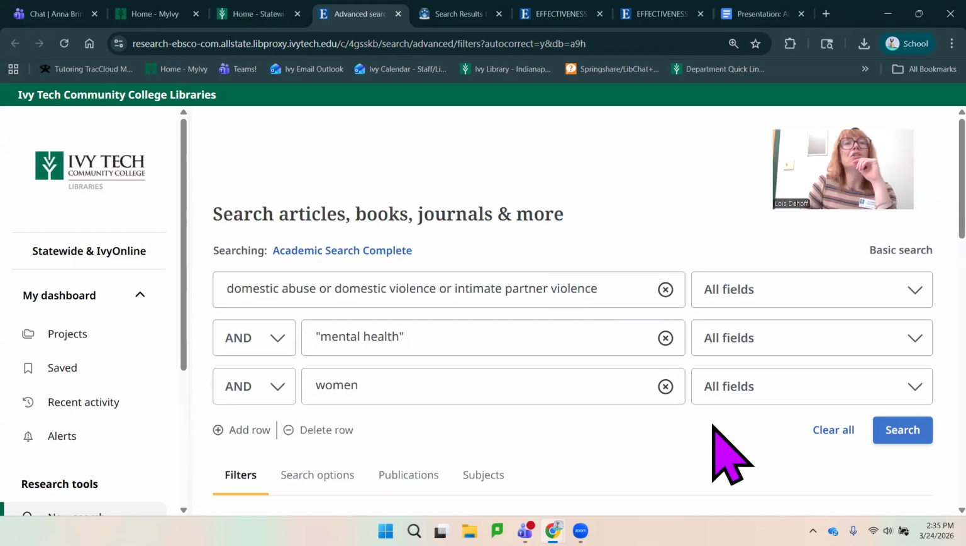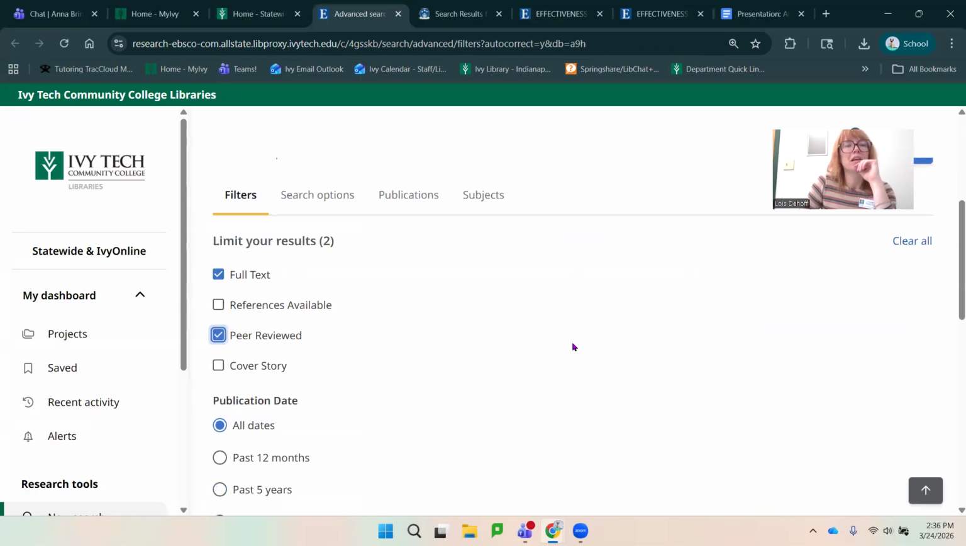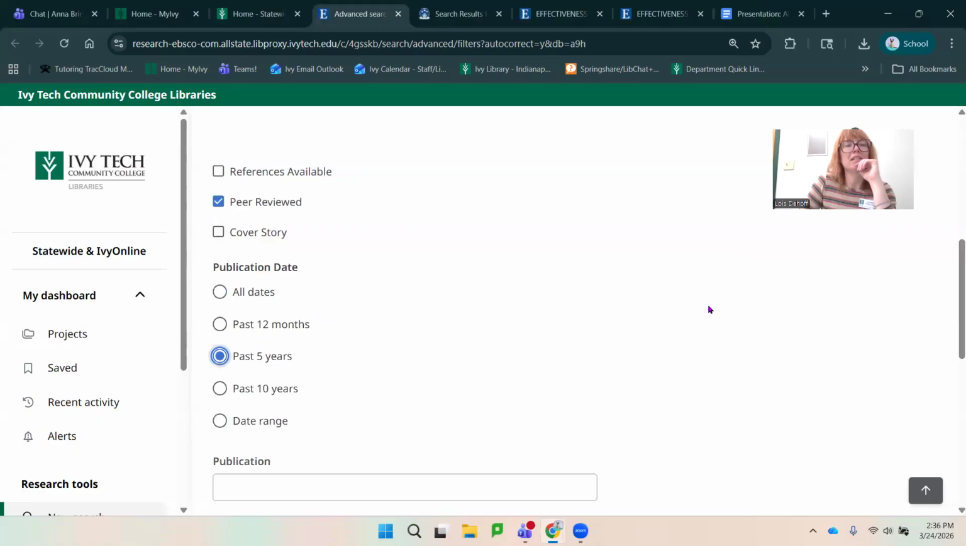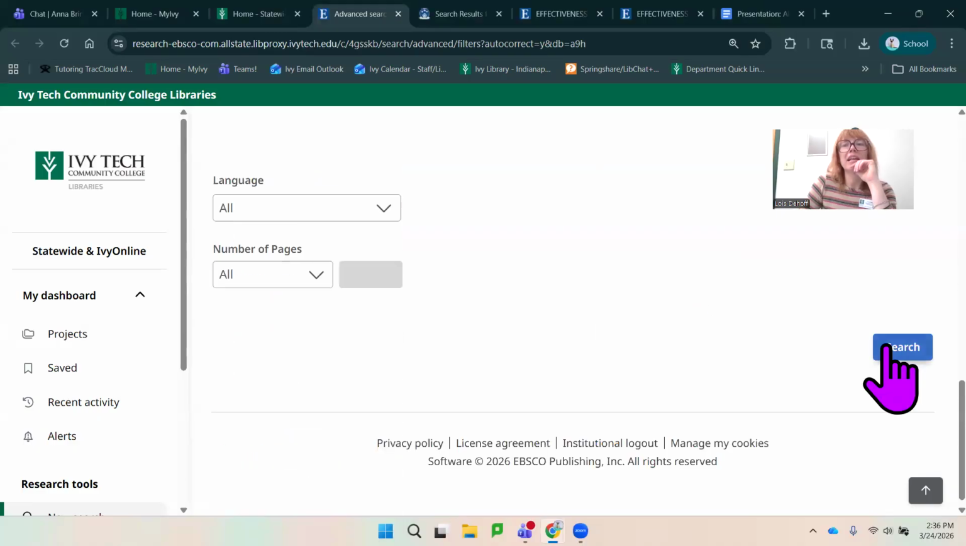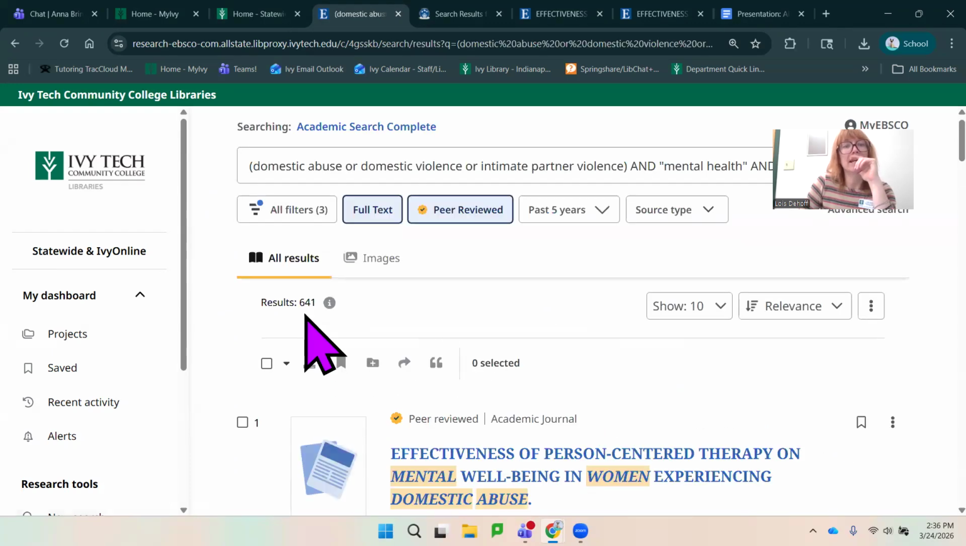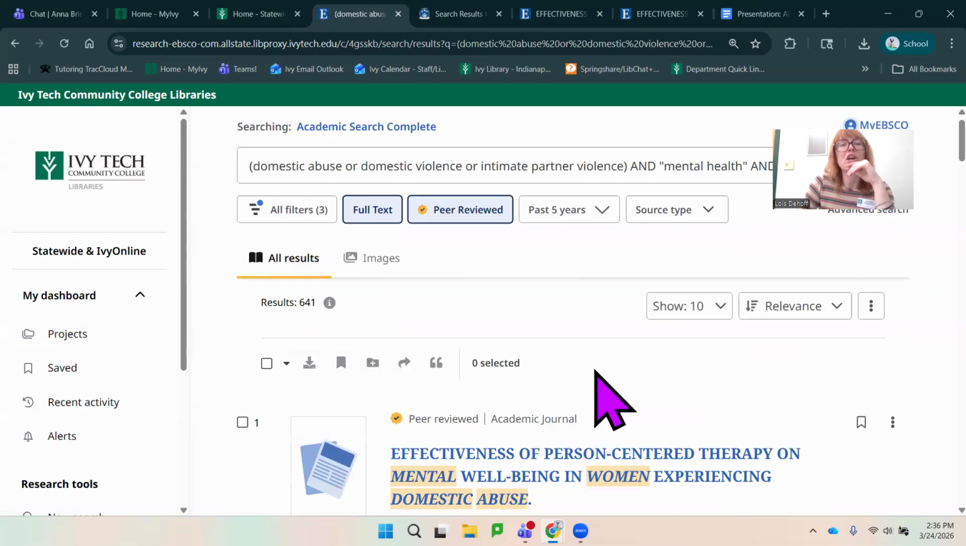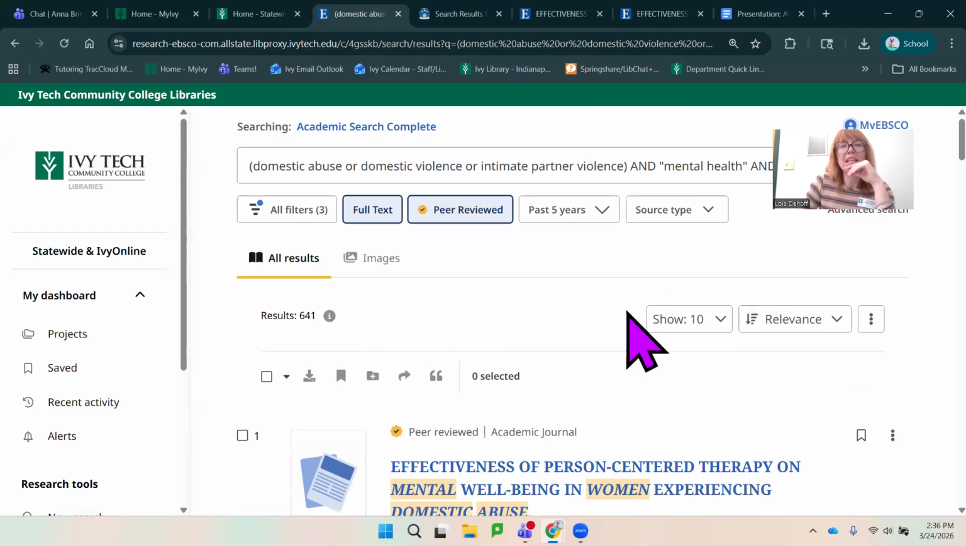Now, if I wanted to put in my filters here, I would click peer reviewed. I could also do past 5 years. And then I would click search. Now, what does that look like? Okay, I get 641. And this one actually even came up as one of my choices. And so when you put in that information, you're going to get fewer results, but that might be a path that some of you prefer, because maybe you don't want to start off with 5 million and would rather start off small.